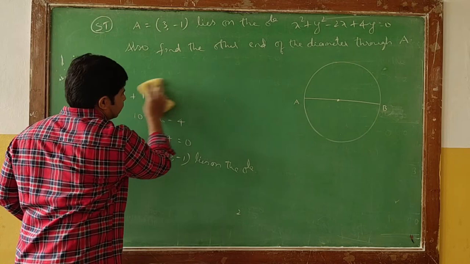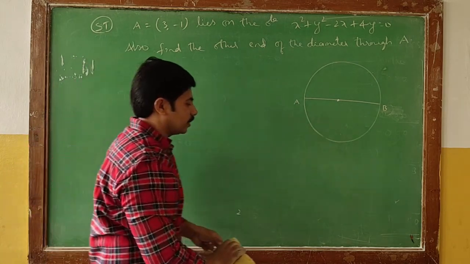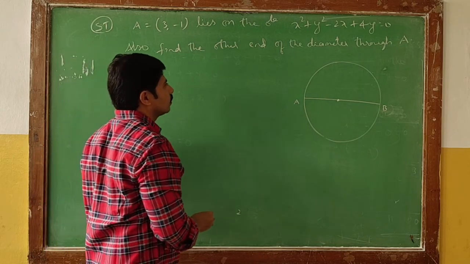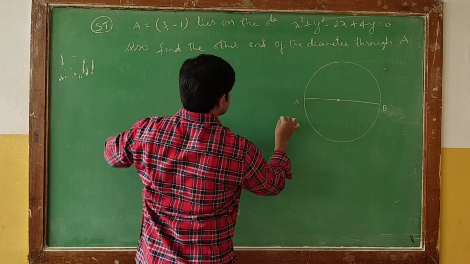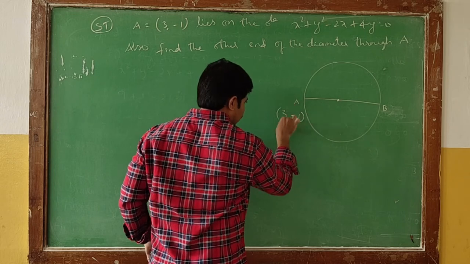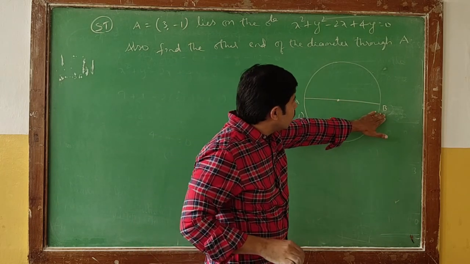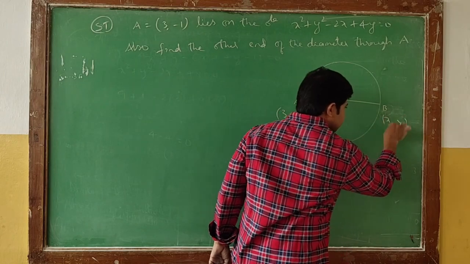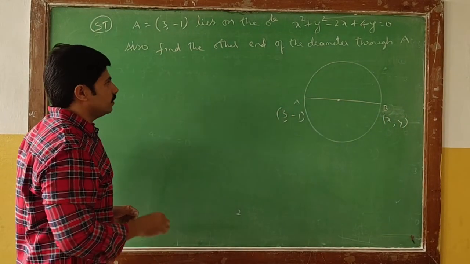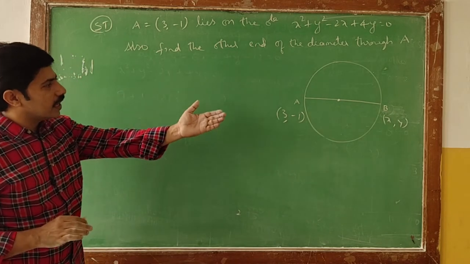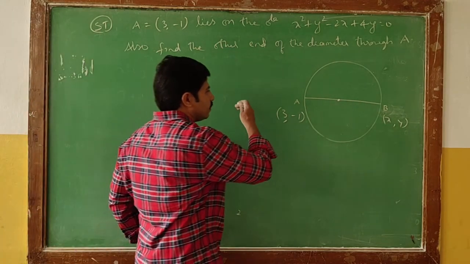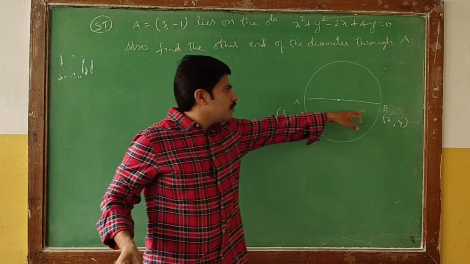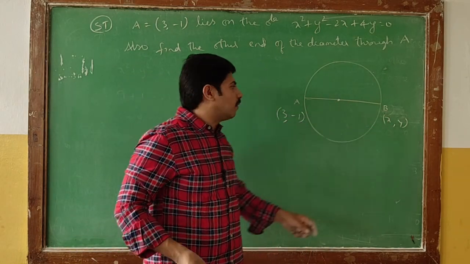Okay, next. Now, we have to find the other end of a diameter. Here, one end of a diameter is given: (3, -1). The other end of the diameter we have to find out, so I am assuming the other end as (x, y). One end is given, so we have to find the other end of the diameter through A. That means the line which passes through A meets at the other end at B. So, we have to find B (x, y).